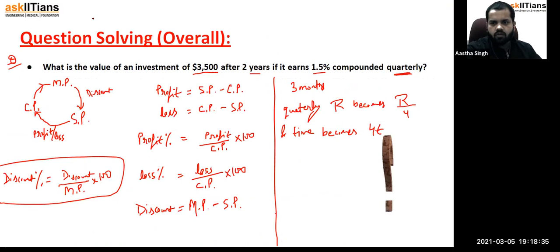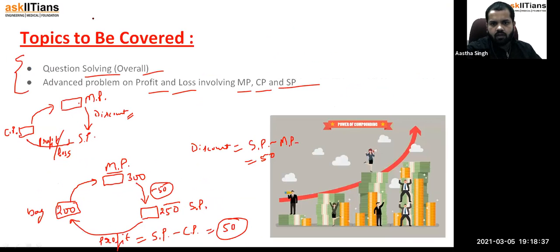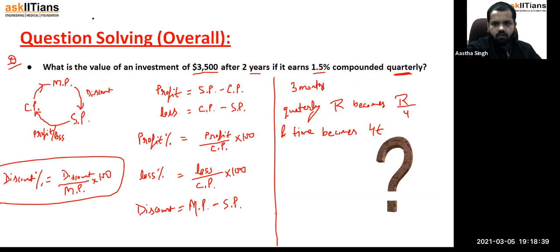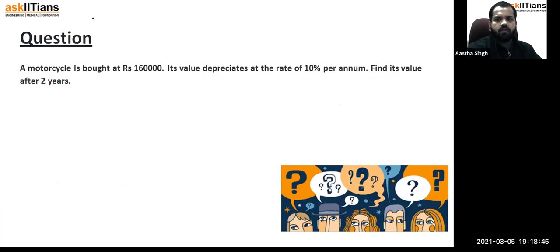So yeah, I think the question is clear to you, and also all the formulas are clear. Okay. So yeah, we'll do the next question.